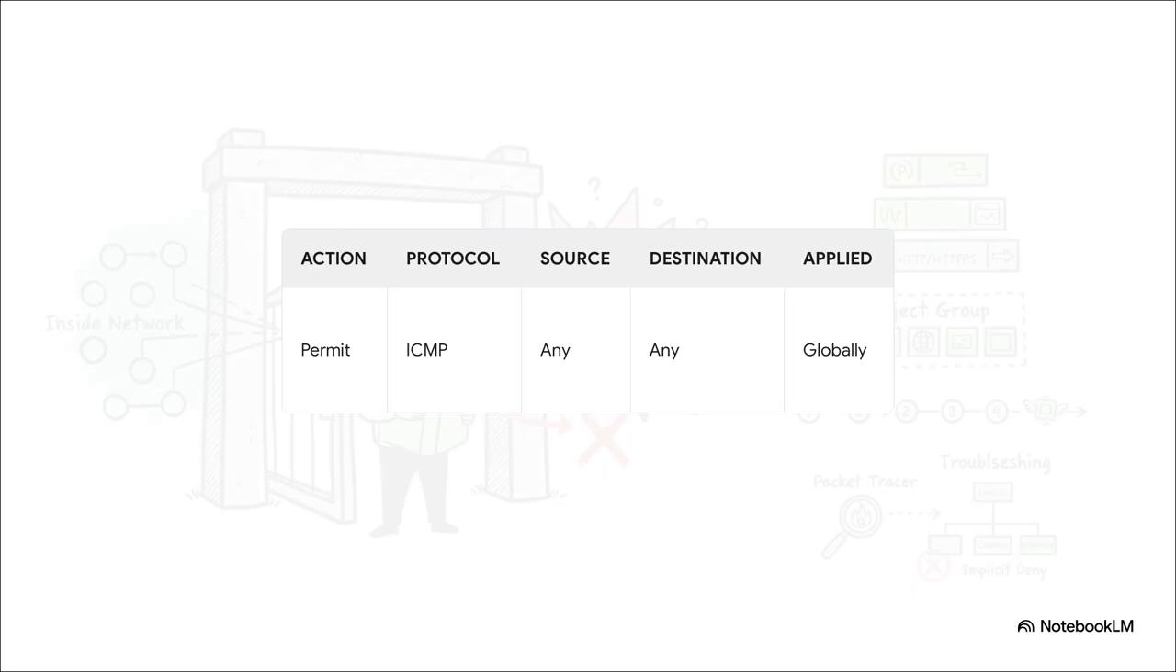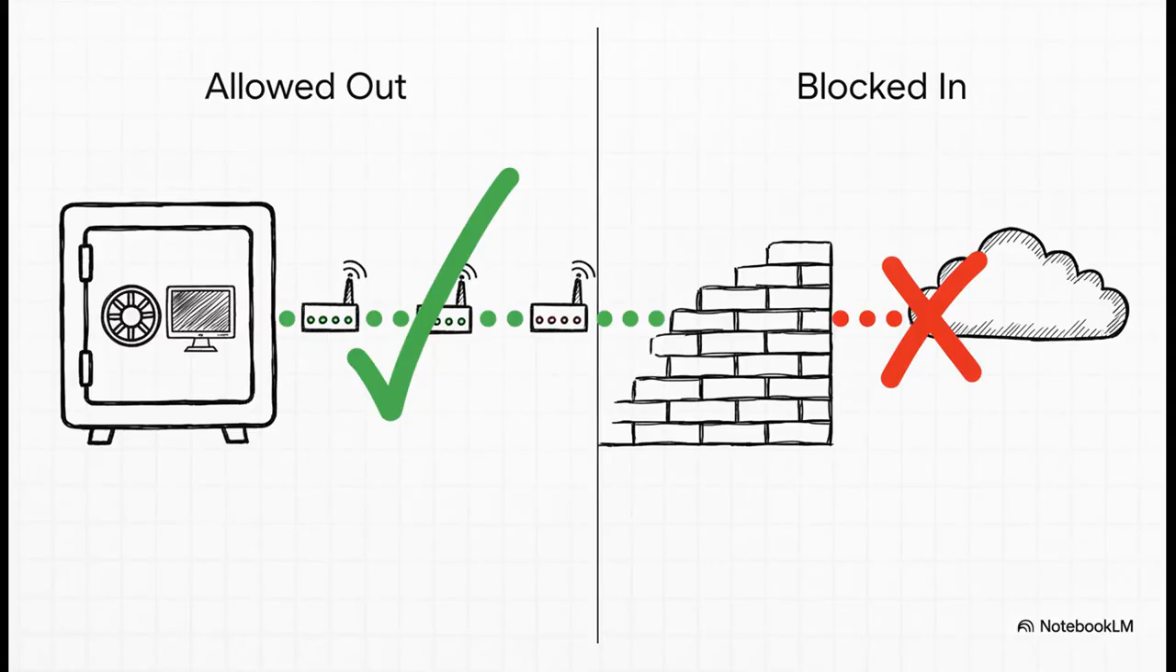See? Simple, clean, and effective. Okay, let's try a more specific rule now. Traceroute is another cool tool that shows you the exact path your data takes to get from point A to point B. Now, we want our internal users to be able to use it, but we definitely don't want random people on the internet tracing a path into our network.